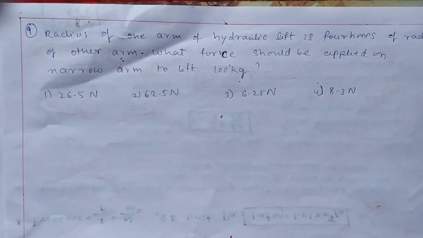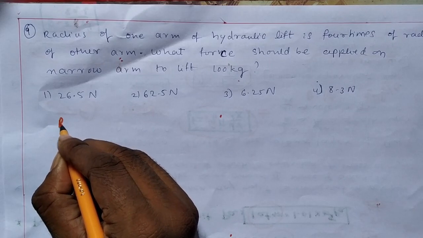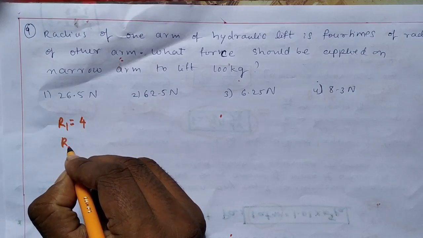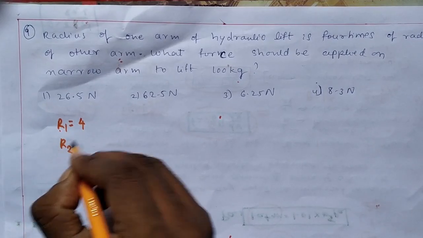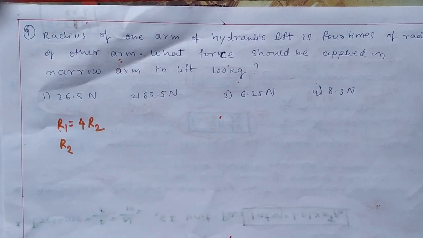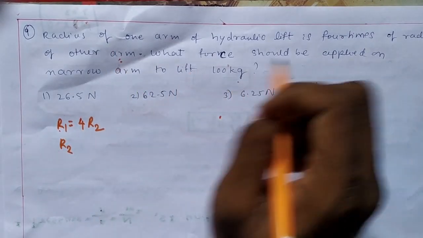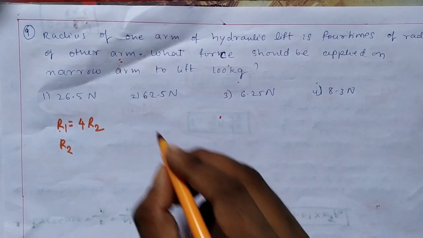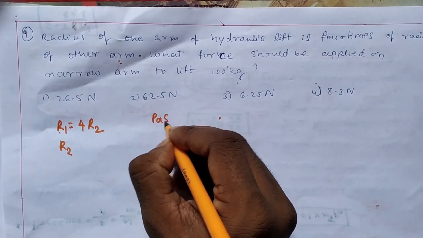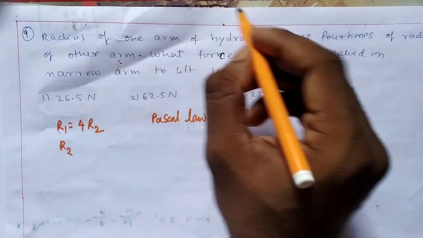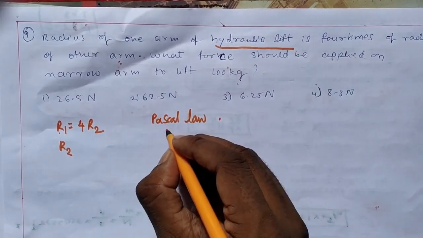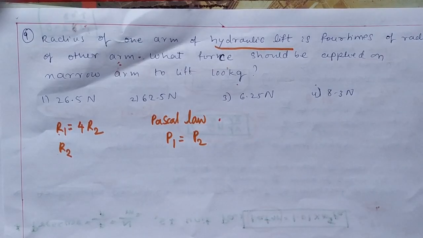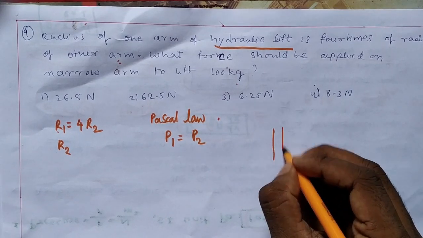The radius of one arm of the hydraulic lift is four times the other, isn't it? See, you have a radius of one arm R1, another one R2. R1 is 4 times R2. What force will be applied on the narrow arm to lift 100 kg? Usually here which law can I use? I can make use of Pascal's law here, because a hydraulic lift usually works on the principle of Pascal's law. Pascal's law means if pressure is applied at one point of the liquid, it is transferred with equal magnitude from one point to the other point.